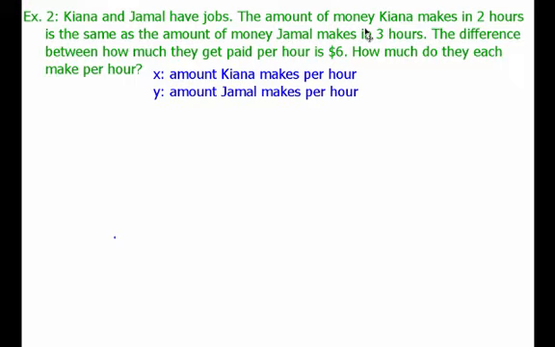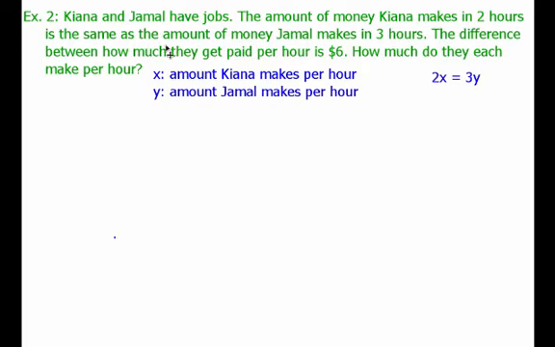It says the amount of money that Kiana makes in 2 hours is the same as the amount of money that Jamal makes in 3 hours. If we think about that, that comes up with the equation 2x equals 3y. 2 hours times whatever Kiana makes per hour equals 3 hours times the amount of money that Jamal makes per hour. So we get 2x equals 3y.